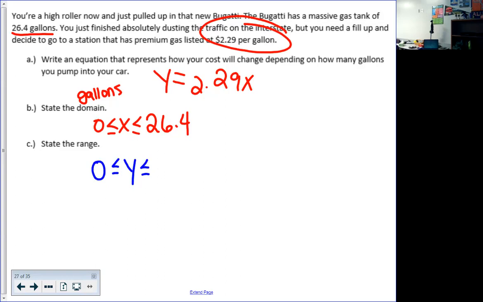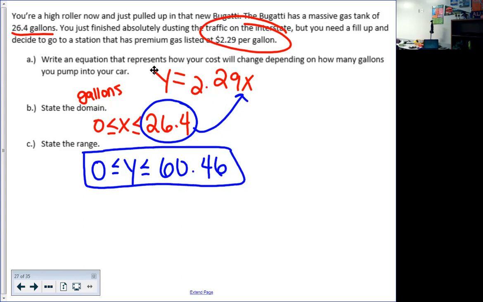Well, if this number right here is the highest that I can put in my car, I probably need to put that into my equation and find out what those two numbers multiply to give me. So if I'm multiplying these two numbers, 2.29 times 26.4, that gives me 60.46 approximately. All right, and that's my range. So that right there is how you go ahead and do these word problems.